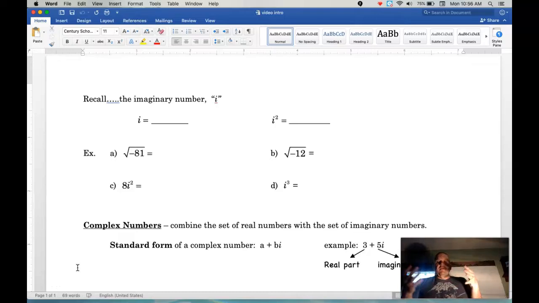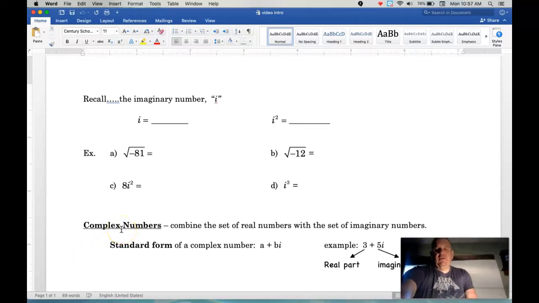This week, don't forget you have a quiz that you should be taking on polars, and then we'll start complex numbers as soon as you're done with that, and then we'll finish up with that next week. Okay? So I wanted to give you a quick recap on complex numbers.